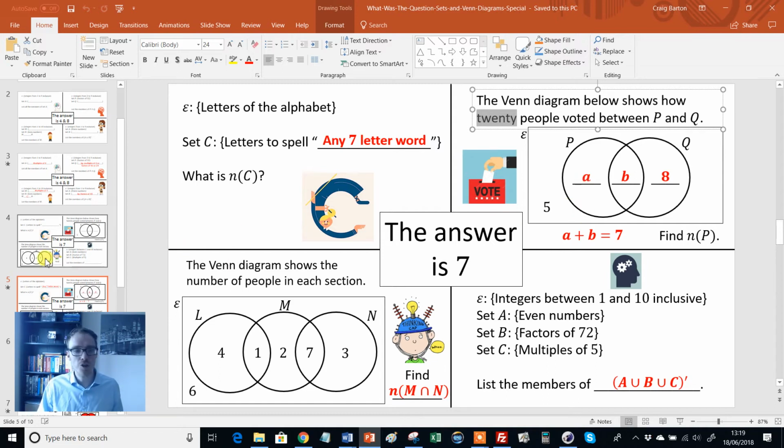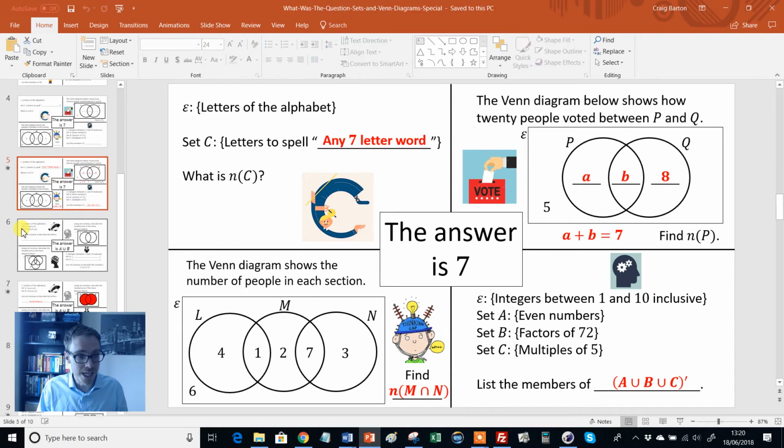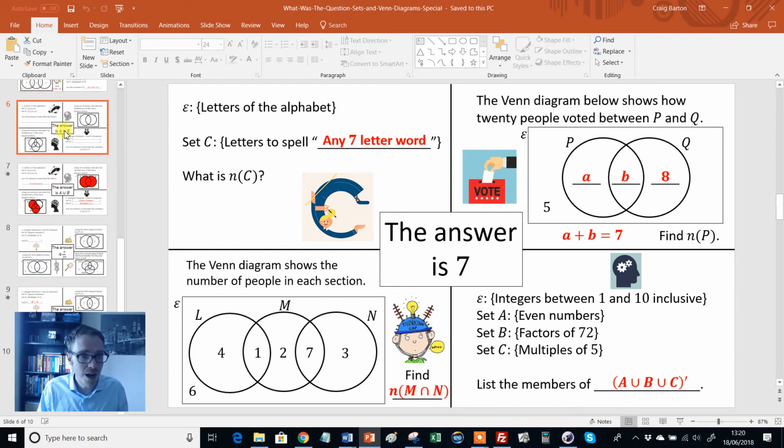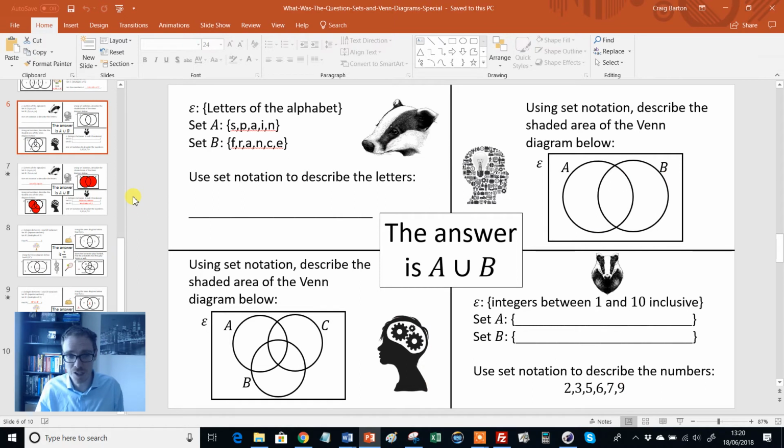And it just provokes so much thought. And we're only on the easy ones. We've not even got warmed up because now we start to venture into these kind of things. We've got a badger involved here. So we've got letters of the alphabet describing things. We've got A or B is the answer this time.